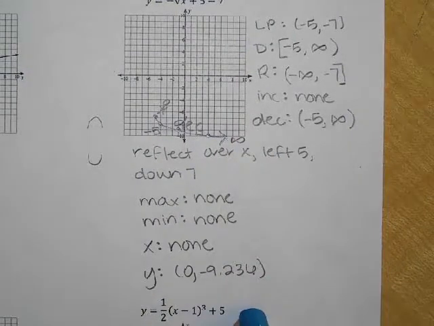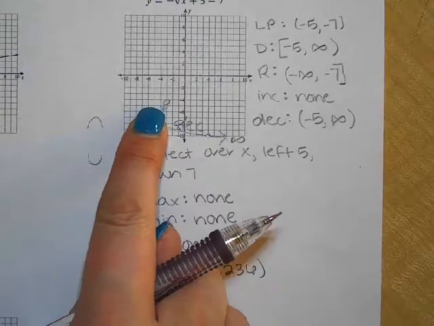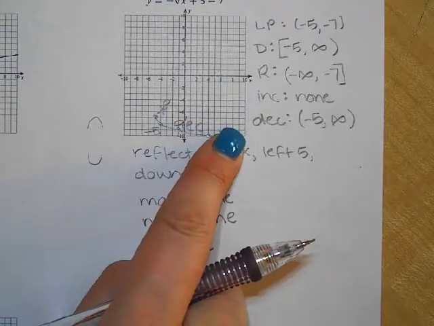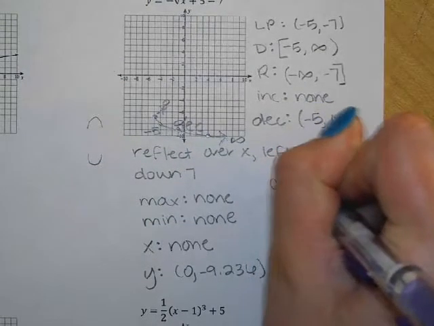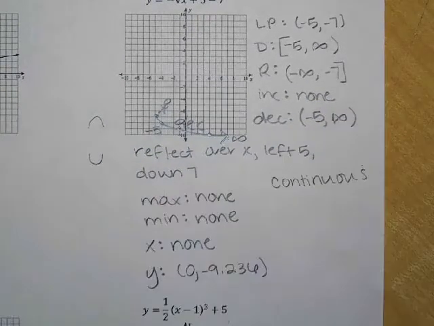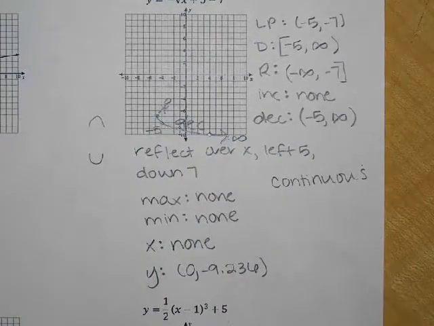We also want to see if the graph is continuous. So if I put my finger where it starts and then trace the whole graph, do I ever have to pick up my finger? No. So I'm going to say this is continuous. Okay. And then last, we want to see about the end behavior. So what do we typically check when we do end behavior?